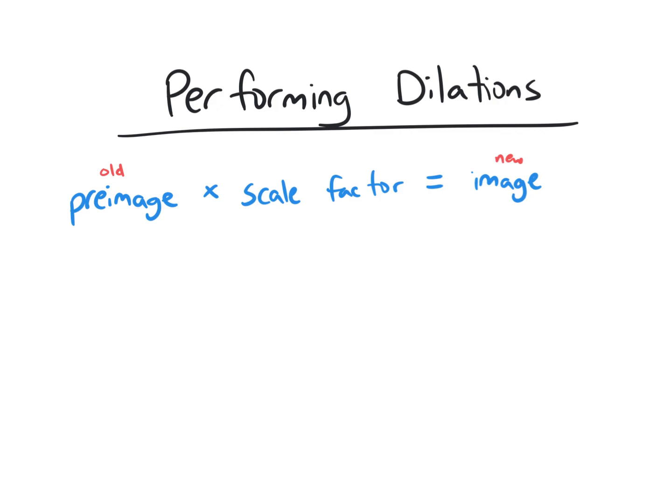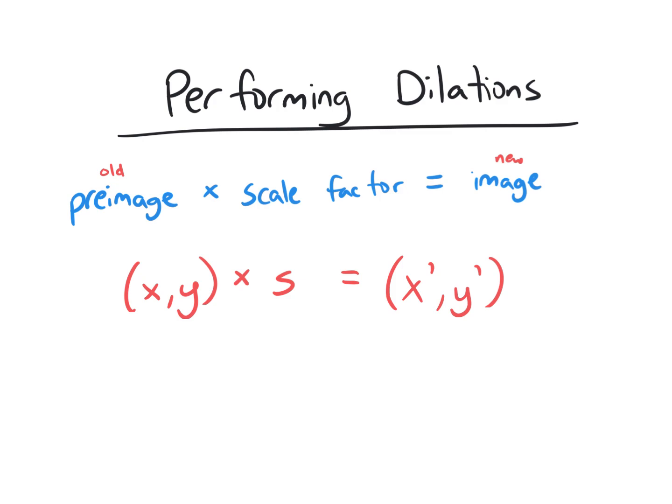So let's look at what this looks like with coordinates. If I have my original XY coordinate, for dilations we are going to take that original XY coordinate and multiply it by our scale factor, S. That's going to give us our X prime, Y prime. What do those prime symbols mean? It's the new image, right?